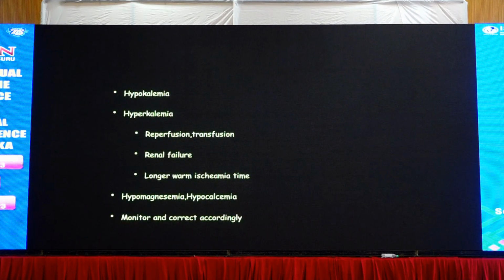Potassium also: hypokalemia, for obvious reasons, happens. Hypokalemia is quite common because we use a lot of blood transfusions. Following reperfusion, you can have hyperkalemia. Some amount of AKI also sets in during liver transplant surgery because of the hypotension and other issues. And if you have a long warm ischemia time, again, hyperkalemia is important. So you monitor and correct all these electrolyte imbalances accordingly.